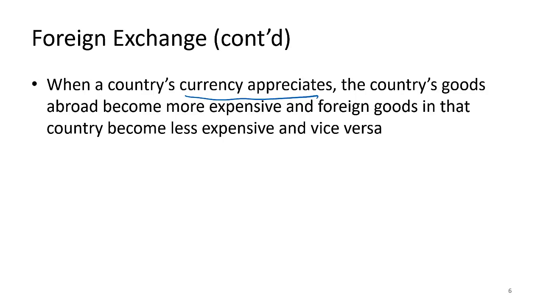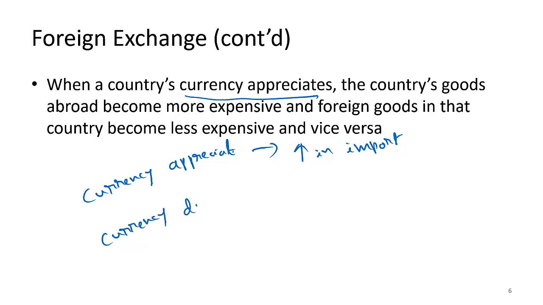If Chinese yuan depreciates, it's very expensive for the people in China to buy US products, which essentially means that we buy more from China. If currency appreciates, that means an increase in import. That means we are going to buy more from other countries. If currency depreciates, this leads to an increase in export. That means we are going to sell more to other countries. When currency depreciates, it's very expensive for us to buy foreign products, so we will be importing less, but for foreigners, it will be very cheap to buy US products.